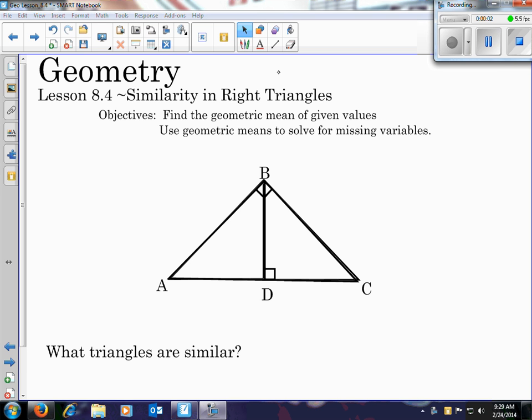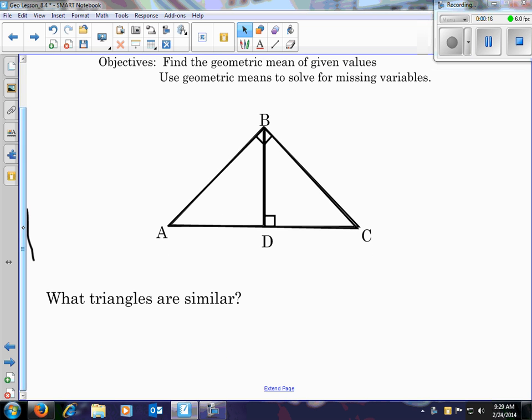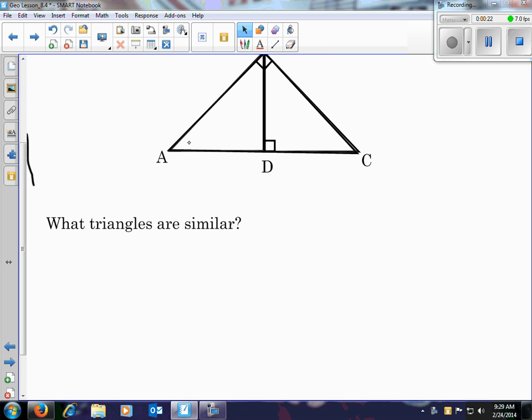Alright, welcome to section 8.4, Similarity in Right Triangles. Today we're going to find the geometric mean of given values, and we're going to use geometric means to solve for missing variables. First thing I want you to do is look at these triangles, and we're going to decide what triangles are similar.